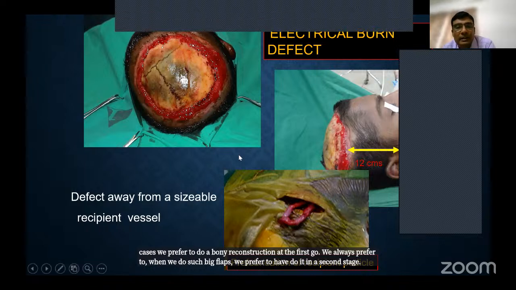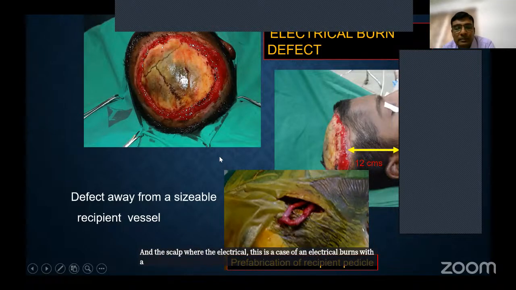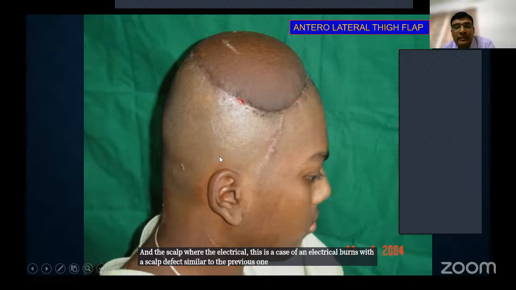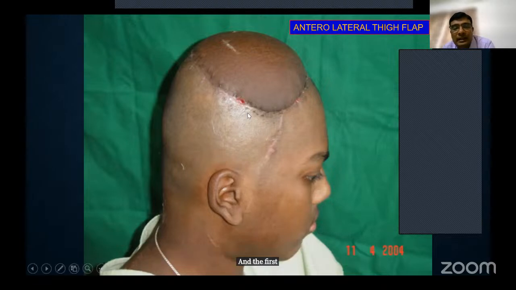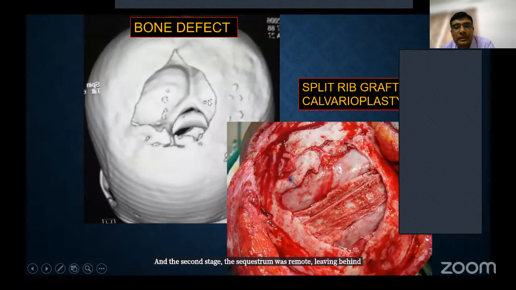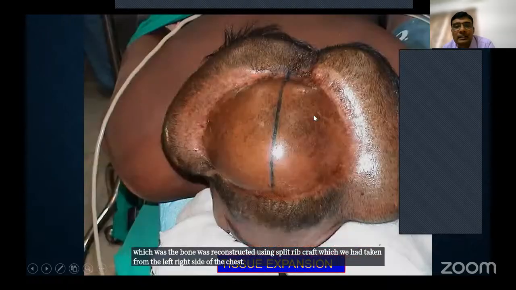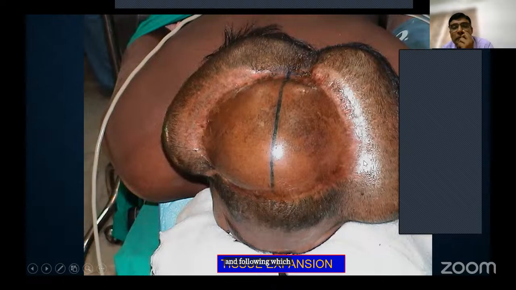And the scalp, this is a case of an electrical burn with a scalp defect similar to the previous one, but a smaller defect. In the first stage, we had covered it with an anterolateral thigh flap. In the second stage, the sequestrum was removed, leaving behind a bone gap, which was reconstructed using a split rib graft, which we had taken from the right side of the chest. Following which, we had put two expanders.